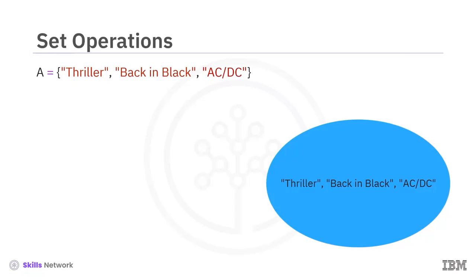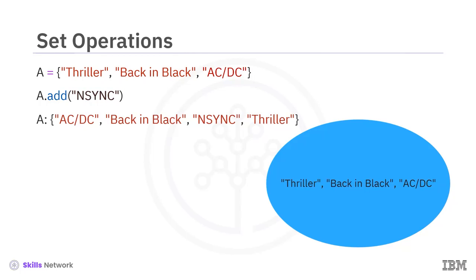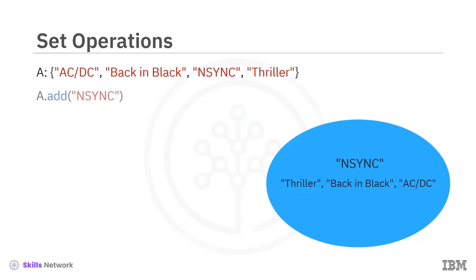We can add an item to a set using the add method. We just put the set name followed by a dot, then the add method. The argument is the new element of the set we would like to add, in this case, in sync. The set A now has in sync as an item. If we add the same item twice, nothing will happen as there can be no duplicates in a set.